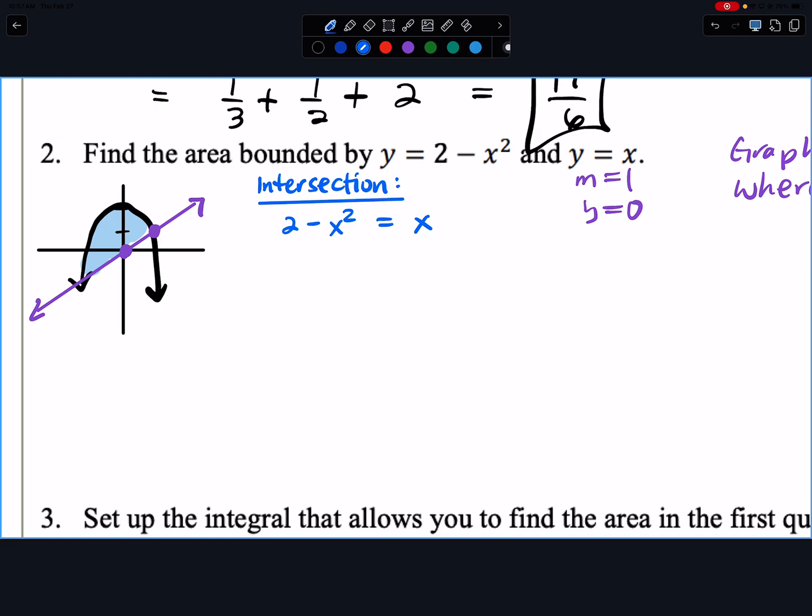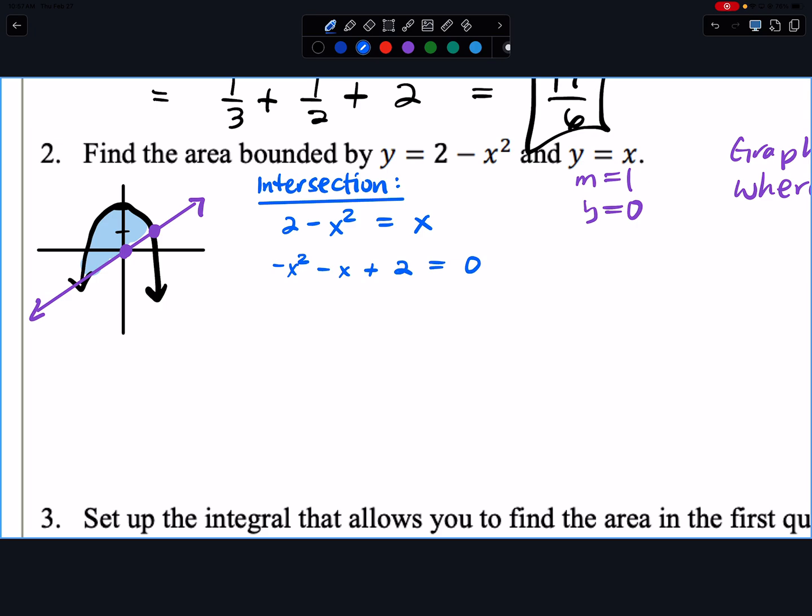Did I lose anybody? Does this make sense? Because it's quadratic, do you guys agree I want everything on the side that has the x squared? So I'm going to subtract x from both sides and then rewrite it. So I have negative x squared minus x plus 2 is equal to 0.